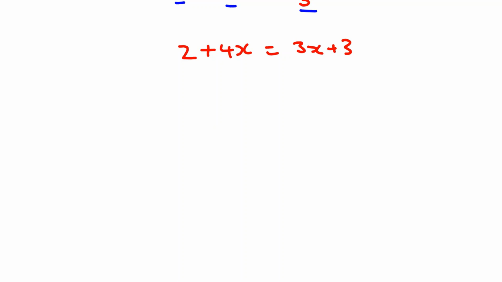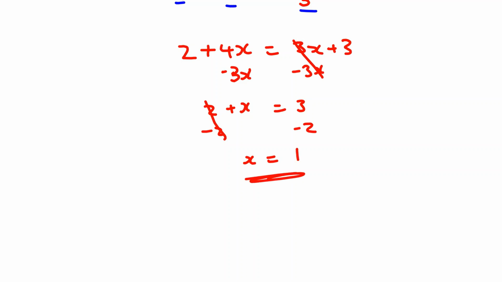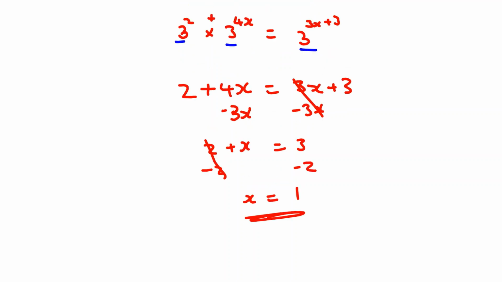So we've got x's on both sides, so I'm going to get rid of the least amount of the x's. So the least amount of the x's is 3x, so I'm going to subtract 3x from both sides. That's going to cancel there. So we're going to have 2 plus x equals 3. And then I'm going to subtract 2 from both sides. They're going to cancel, so x equals 1. So we found our value for x.